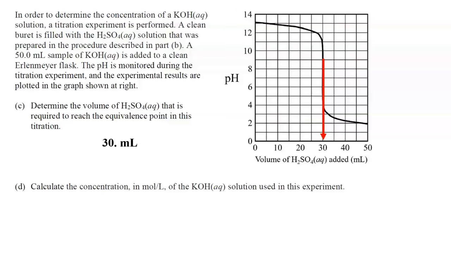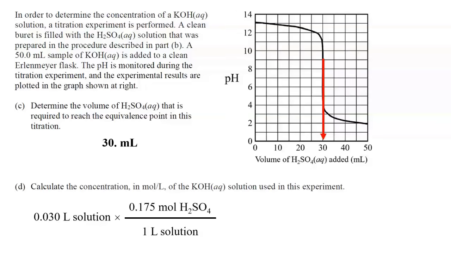So 30 divided by 1,000 would be 0.030. So now we have our volume of solution in liters. What's the concentration of sulfuric acid? Well, that was our answer to Part B. So the concentration of sulfuric acid was 0.175 moles per liter. Again, that was our answer to Part B.